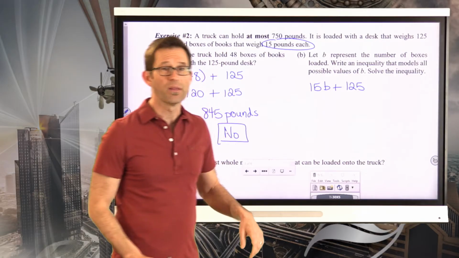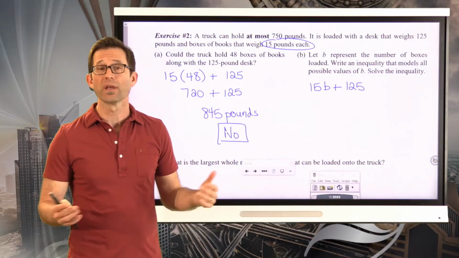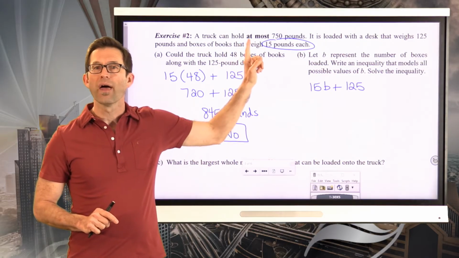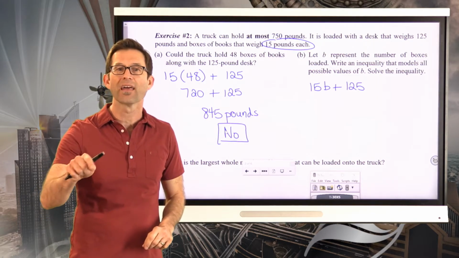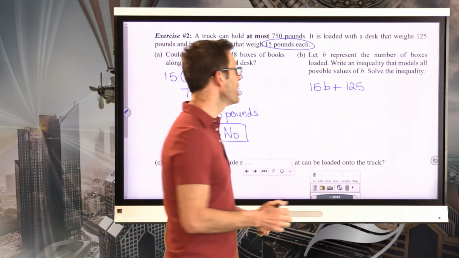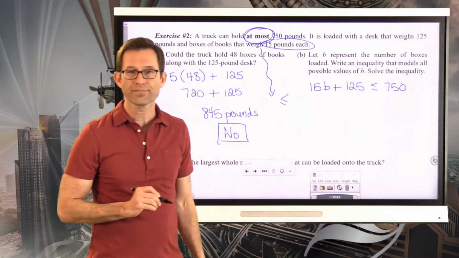That's not an inequality, obviously. That is simply an expression that predicts the amount of weight on the truck. We want to hold at most 750 pounds. That means 750 or less. So the inequality would be less than or equal to 750. In fact, that phrase, at most, almost always translates to a less than or equal to.